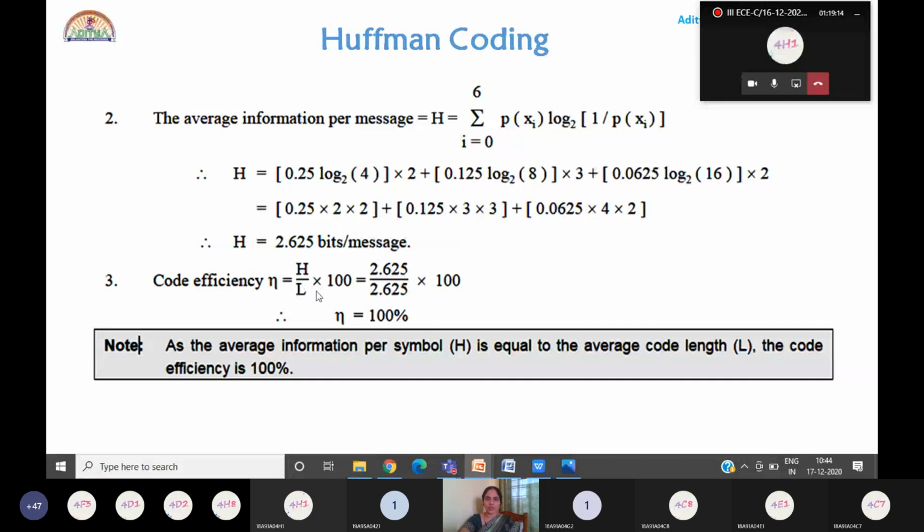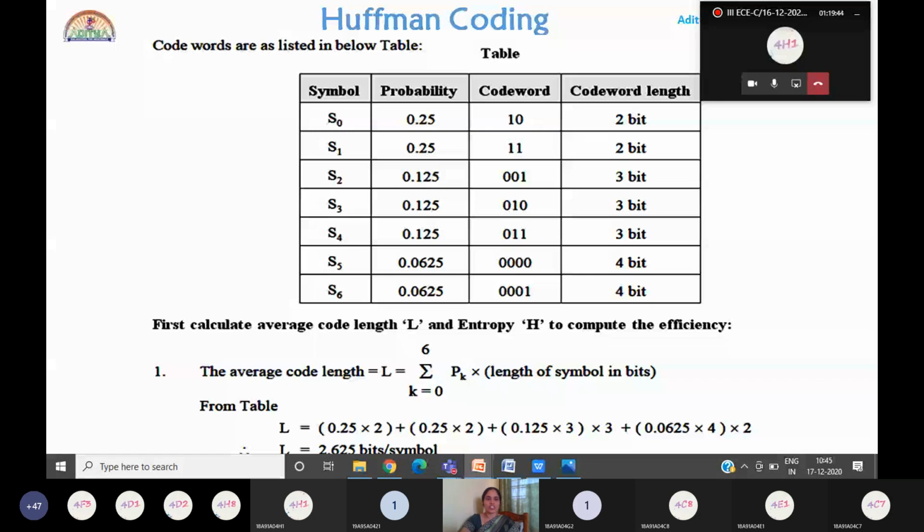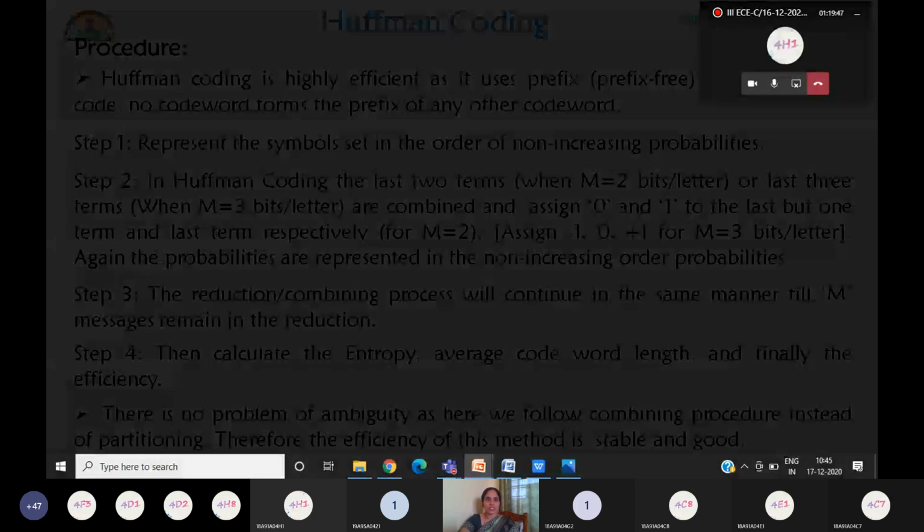So L into log m base 2 we have to write actually, but here m is 2. Because the reduction value is 2, log 2 base 2 will be 1. So directly you can write it as H(X) by L. H is 2.625 and L, the length, is also 2.625. So that's why we obtain the efficiency as 100%. The average information per symbol is equal to the average code word length. That's the reason the code efficiency is 100%.